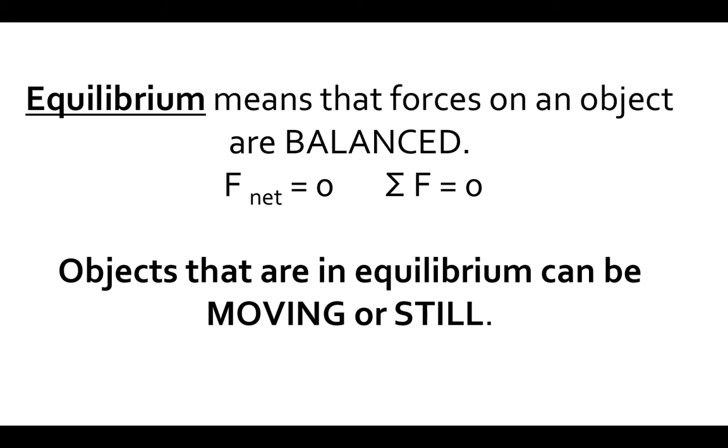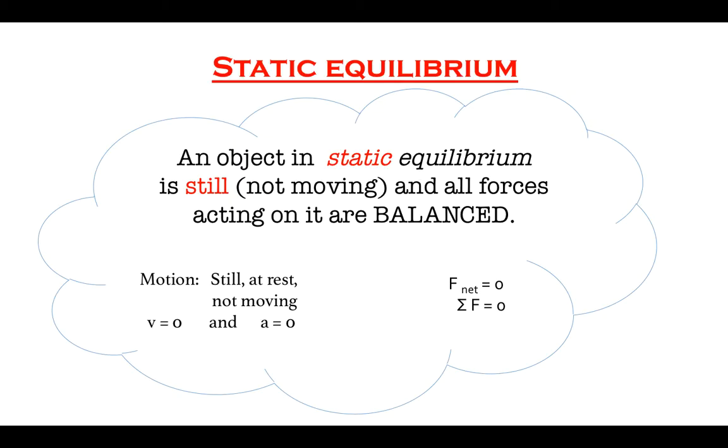But you also need to know the names that we give for the two kinds of equilibrium. The first one is static equilibrium. Static equilibrium means that the object is still, it's at rest. So think of that ST, static, ST, still. Something that's in static equilibrium is not moving, and all the forces acting on it are balanced. Its velocity is 0 and its acceleration is 0 as well.